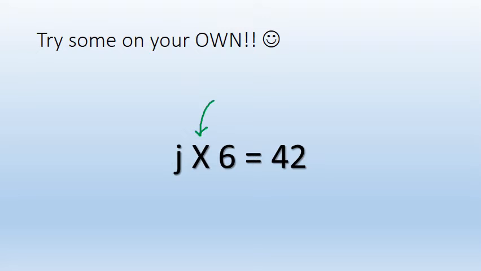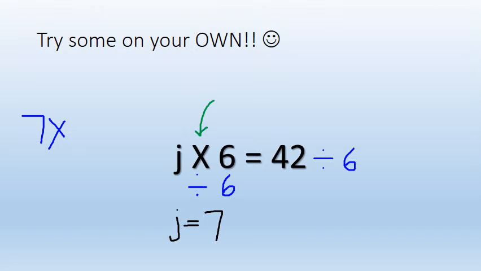Alright, our first step is divide by 6. The opposite of multiplication is divide. So I would divide this side by 6, and I would divide 42 by 6. This leaves me with j, our variable j, equals 7. Now you math wizards probably got this. 7 times 6 really does equal 42.